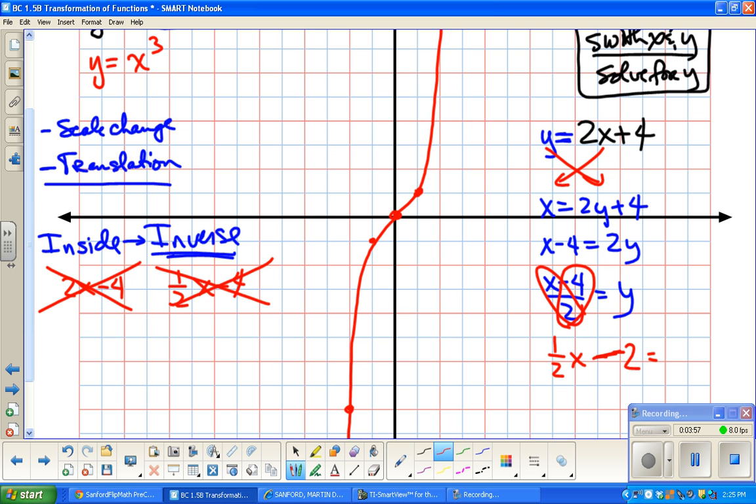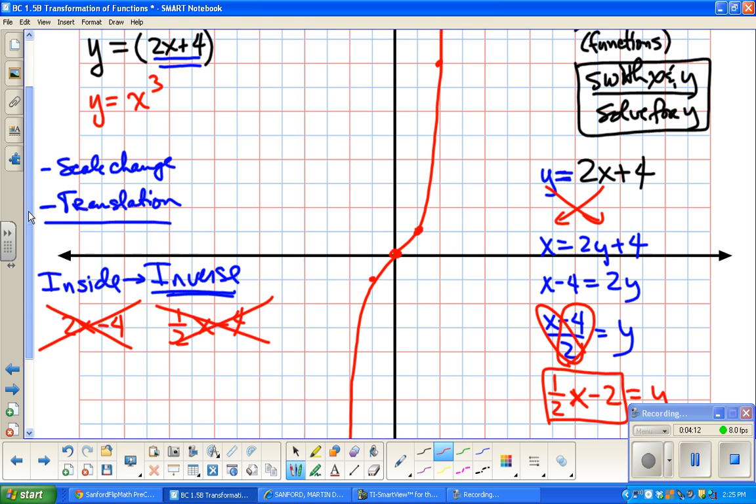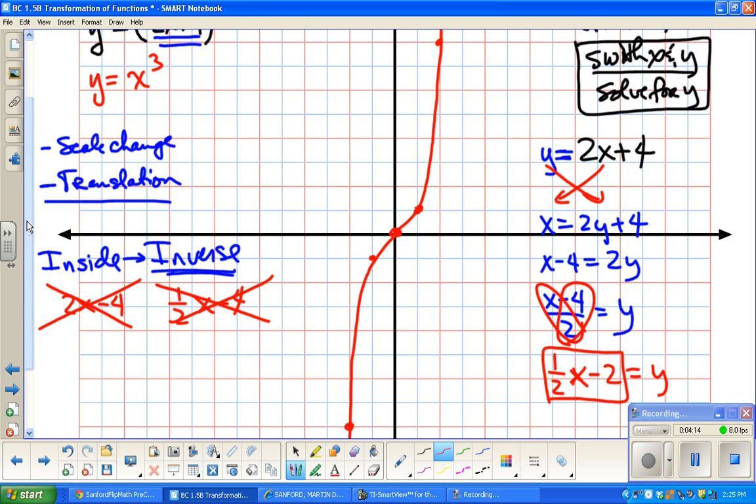Sorry, I got a little excited there. So 1/2 x minus 2 is y. This is what really happens to the x values. So I just did the inverse, and it is 1/2 x minus 2. You can split this up, but there's really no reason to. I'm going to call this a linear change, and it is 1/2 x minus 2.